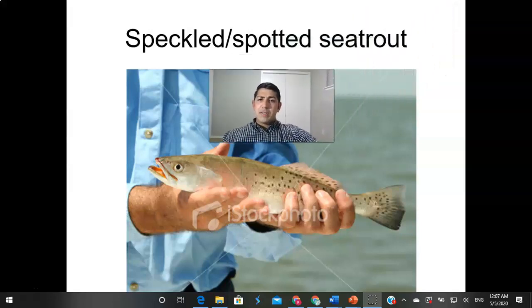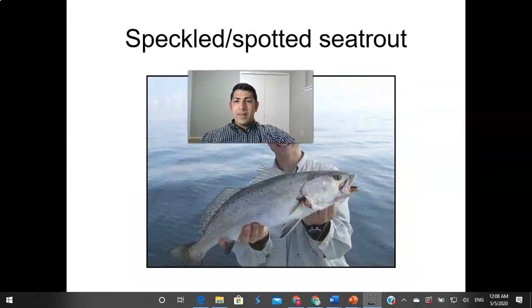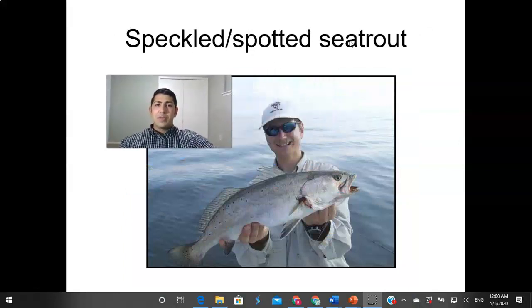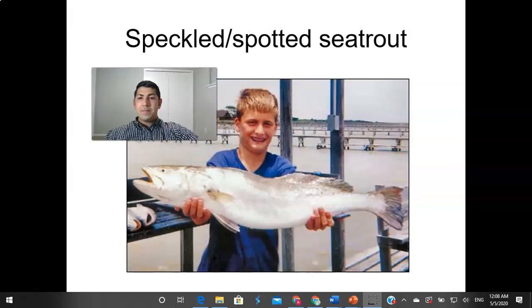Next, we're going to be talking about the speckled sea trout, and you can really identify the speckled sea trout by those speckles or spotted region from the midway to the back. And so here you can see the speckled or spotted sea trout has these little dots right here. And again, those dots are right here.